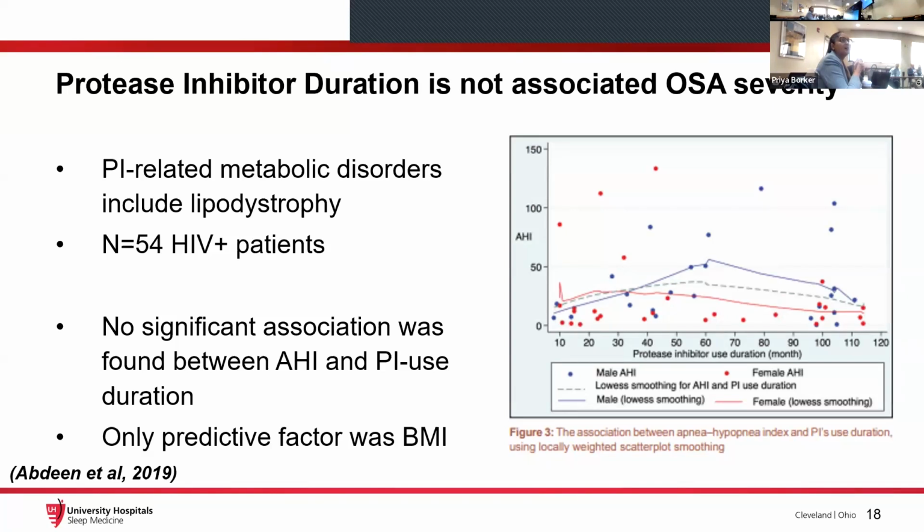And so this study sought to evaluate if the AHI differed by protease inhibitor duration, with the hypothesis that the longer you're on a PI, the higher your risk of lipodystrophy, and so the higher your AHI would be. However, there was no significant association found between the AHI and protease inhibitor duration, as you can see. And the only predictive factor that they could find for the AHI was the BMI. So that's the study we did. You actually did, I know.